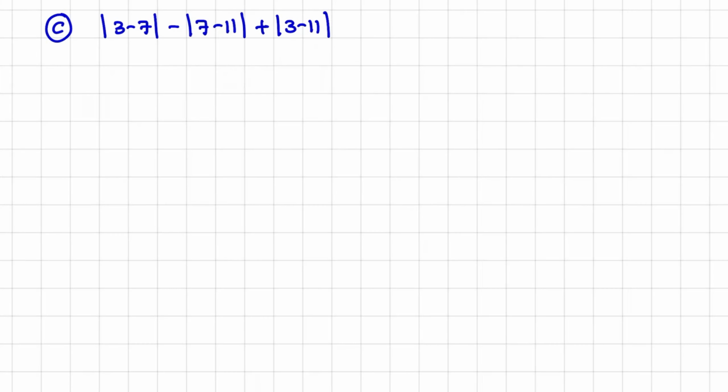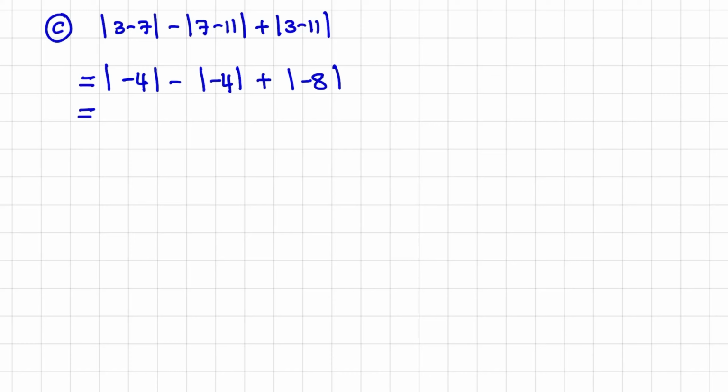In our third example, we have a lengthier example, and we'll work in each of the parentheses separately before finding the final answer. So first we have 3 minus 7, which is equal to -4. Then 7 minus 11, which is also equal to -4. And then 3 minus 11, which is -8.